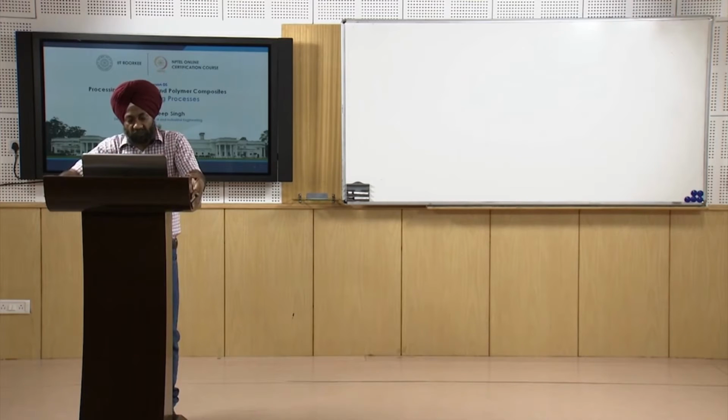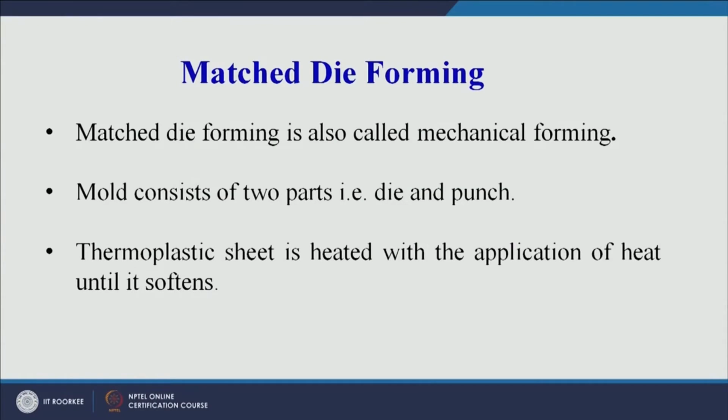against the mold walls. Thermoplastic sheet is heated with the application of heat until it softens. As in the diagram it was given, heat is a prerequisite for thermoforming, and the sheet can be preheated in a different setup and then can be brought to the molding setup, or within the setup also we can have a heating arrangement where we can heat the sheet until it softens and then deform it by the application of pressure.